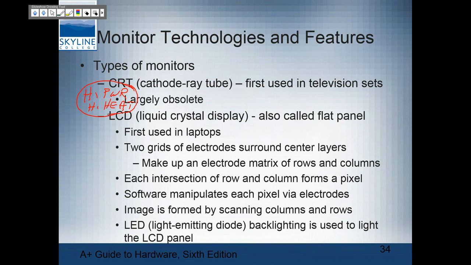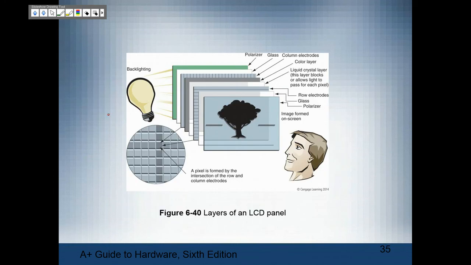LCD, flat panel, first used in laptops. LCD, liquid crystal display. Most of them are going to be backlit now, probably backlit by LEDs, which makes them nice and bright. The original LCDs, the LCD watches anyway, used ambient light. That's why you couldn't see them at night. They used the ambient light reflected back through the liquid crystals in order to actually cause the display. Software manipulates the pixels via electrodes.